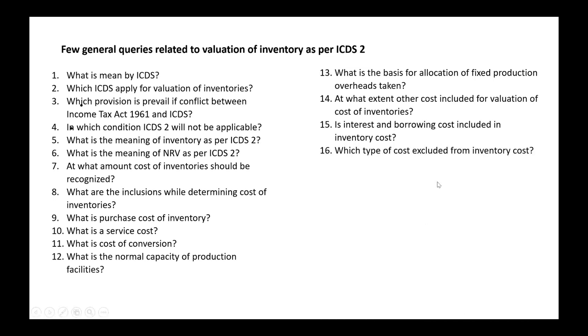Which types of costs are required to be excluded when we work out the inventory cost? Pure administrative costs are there, and selling and display costs are there. We don't have to include those costs while working out the inventory valuation.